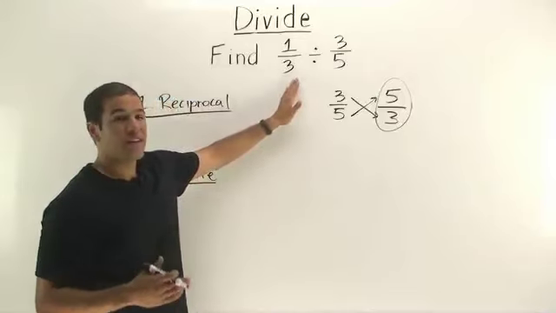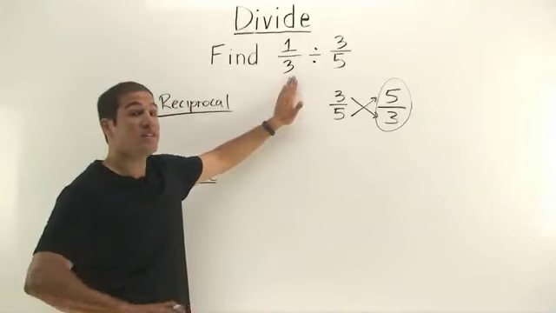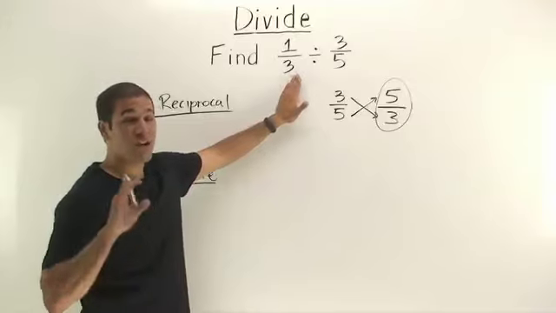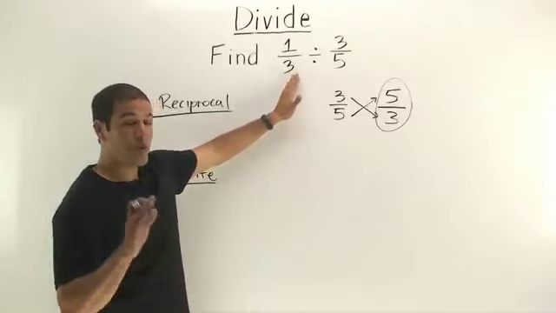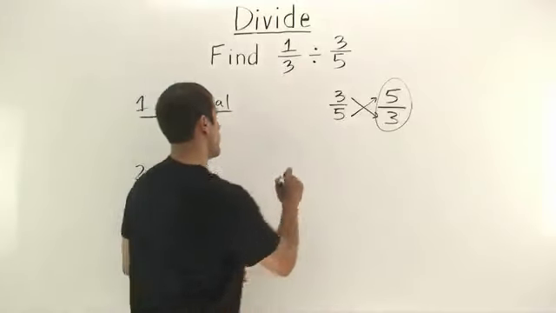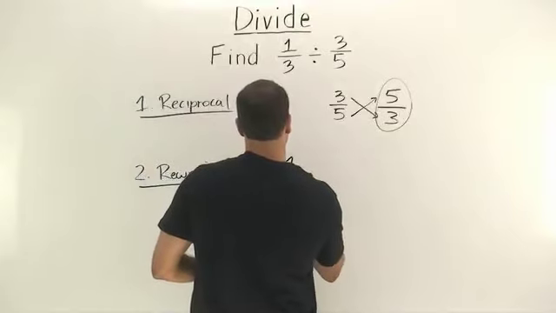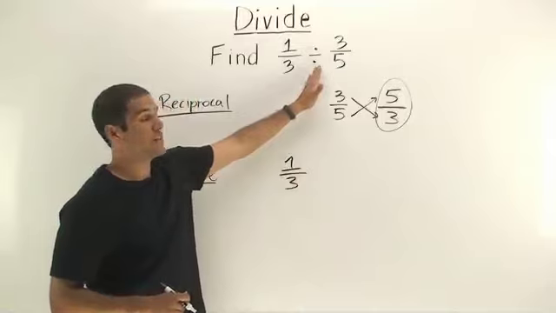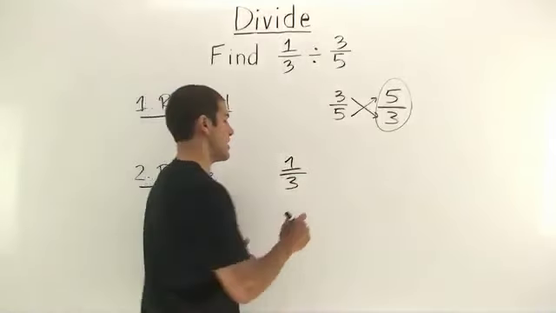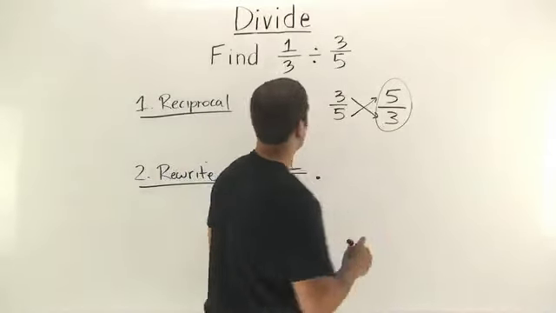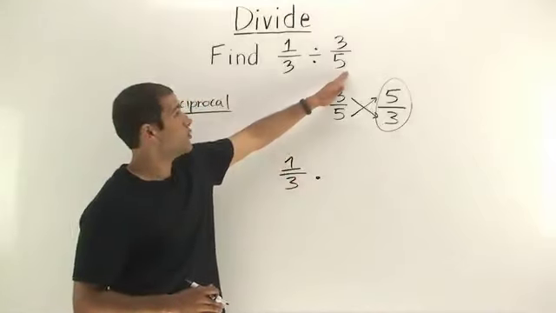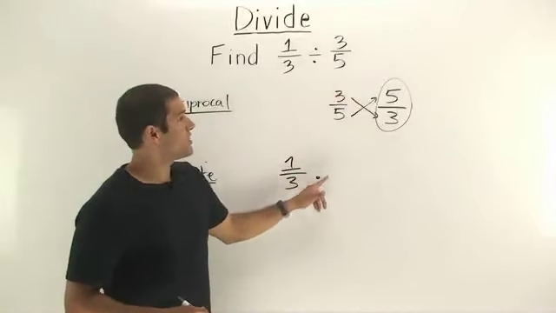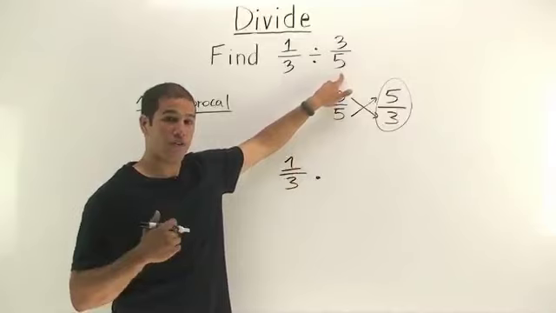So when we rewrite it, and this goes for any time we're dividing two fractions, this first fraction is going to stay the same. So when I rewrite my problem, I'm just going to drag down this 1/3. Now here's where the changes come in. This division sign is going to change into a multiplication sign. And instead of being followed by 3/5, this multiplication sign is going to be followed by the reciprocal of 3/5.